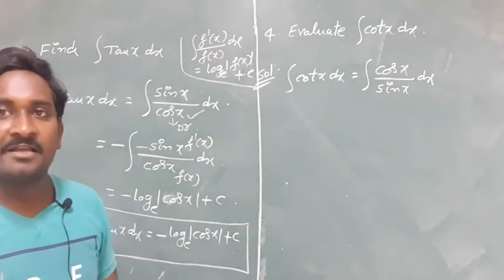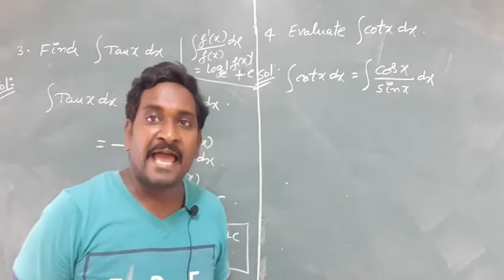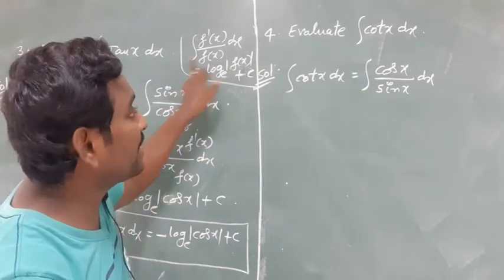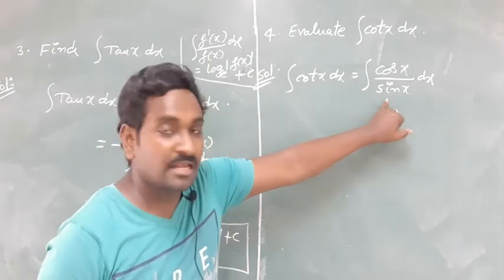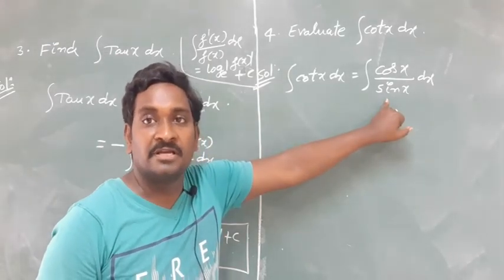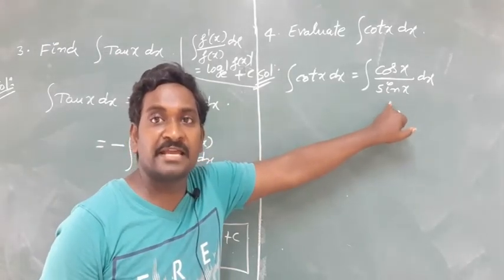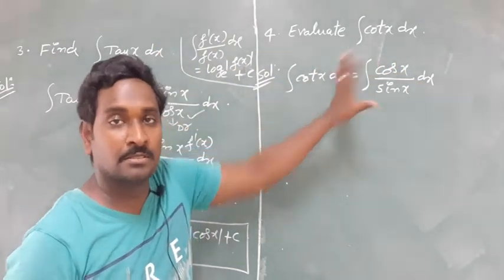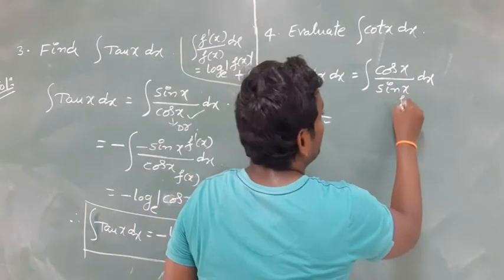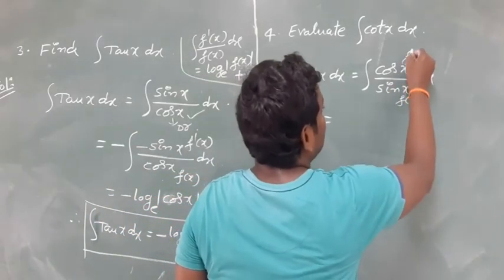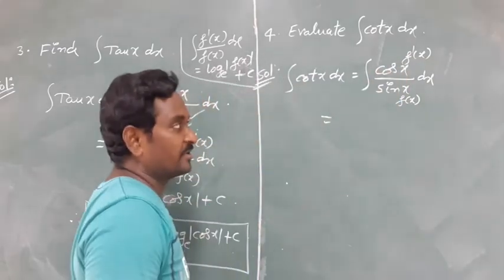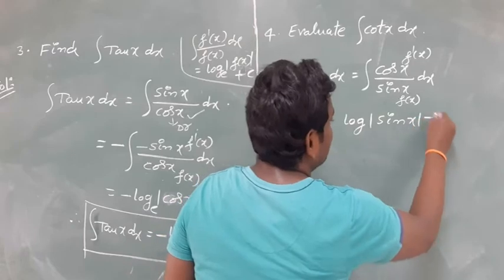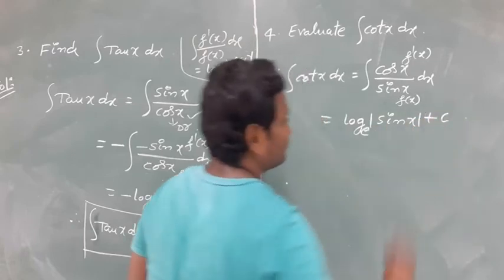Is it clear? Here also the given function has numerator and denominator. So you can check whether this formula is applicable or not. What is the denominator? Sin x. Clearly we know that the derivative of sin x is cos x, which is the numerator. That's why this formula is applicable to this one. If you take this as f of x, the numerator becomes f dash of x. That's why the formula becomes log mod sin x to the base e plus c.